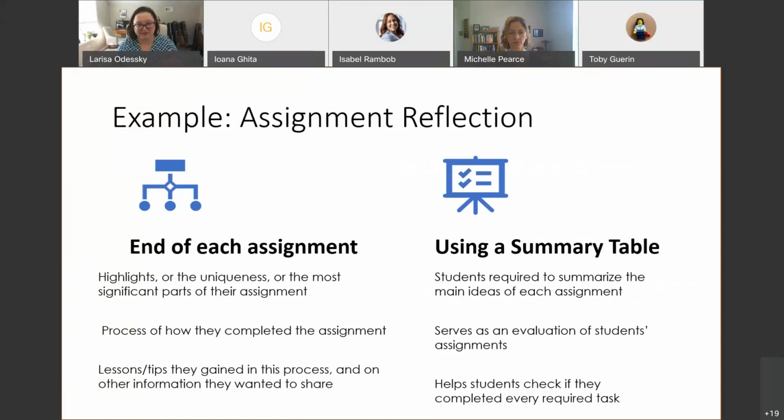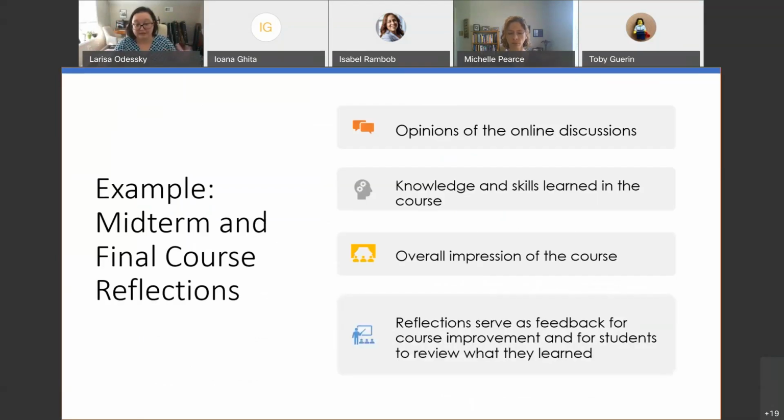So let's look at an example of an assignment reflection. At the end of each assignment, they can tell me the uniqueness or the most significant process of how they completed the process, lessons they learned, and the summary table, which I mentioned earlier. It serves very well also for them as a checklist if you have a lot of moving parts, if they completed everything and they need to summarize. So we can say feelings and the summary. You can also use this for midterm and final courses.